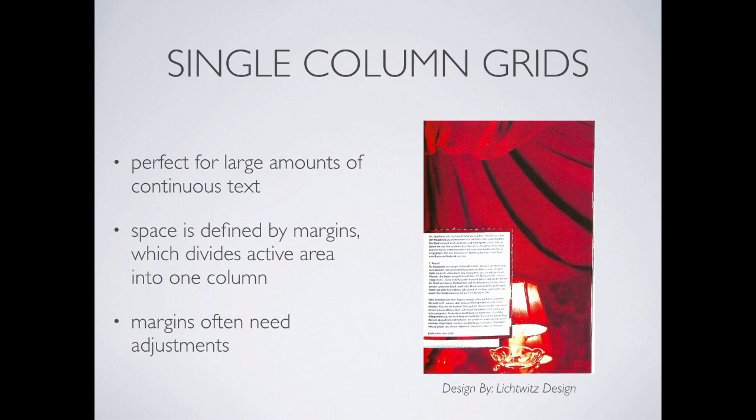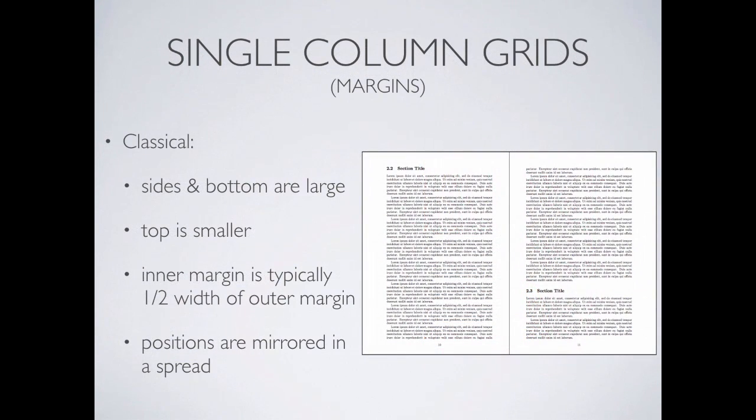The margins often do need adjustments. So if we look at this traditional kind of book setup, the sides and the bottom tend to be rather classic in their layout. They end up being rather large, right? The top is usually a little bit smaller. So if we look up here, this part up here tends to be a little bit smaller than, say, the bottom. In this case, it's not too different.